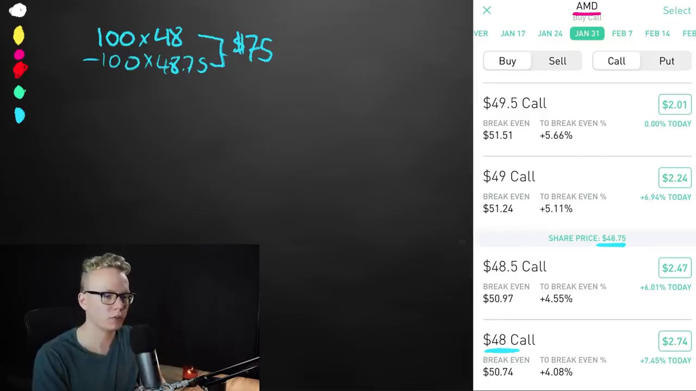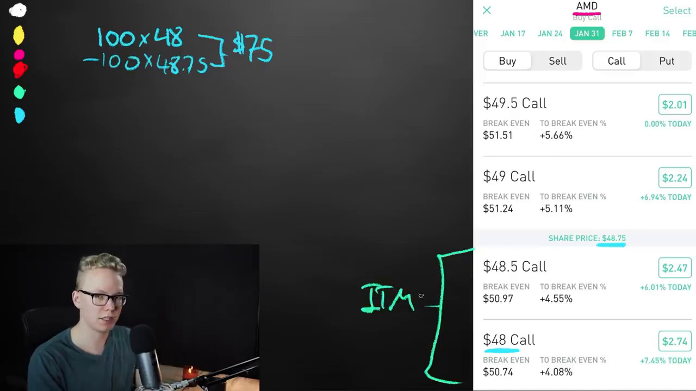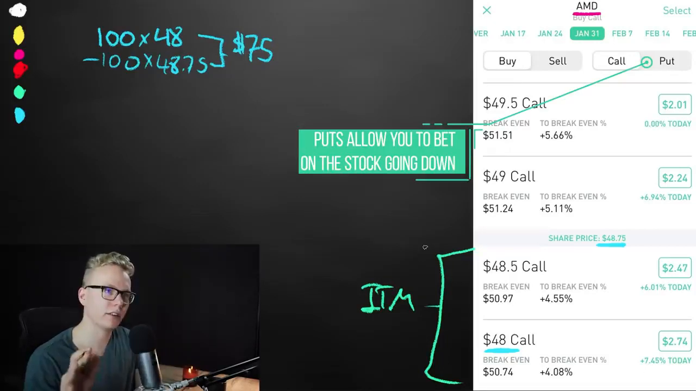So call options whose strike price is lower than the current share price, where if you exercise, you would make a profit, those options are called in the money options. Specifically regarding calls. We'll get to puts here in a little bit, but we're going to talk about calls first. So these are in the money call options. And in fact, everything lower down below that would also be in the money.